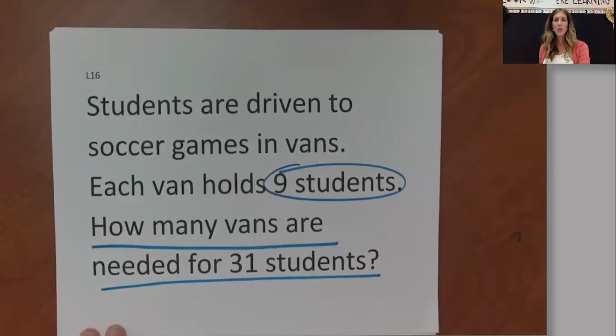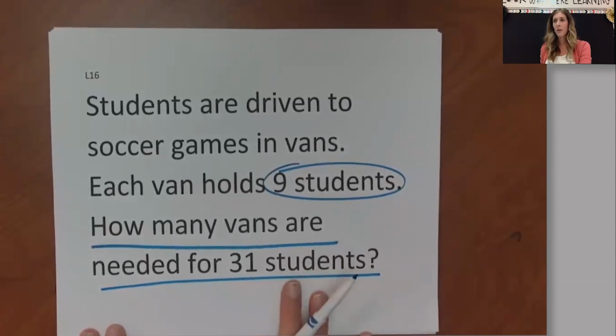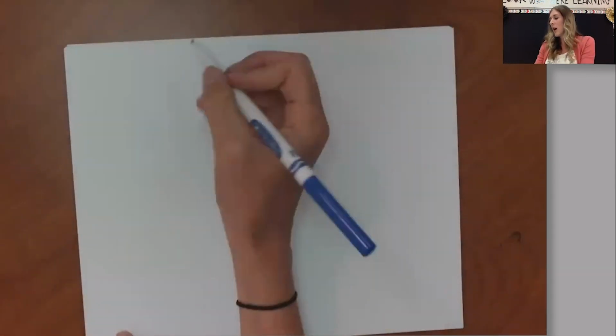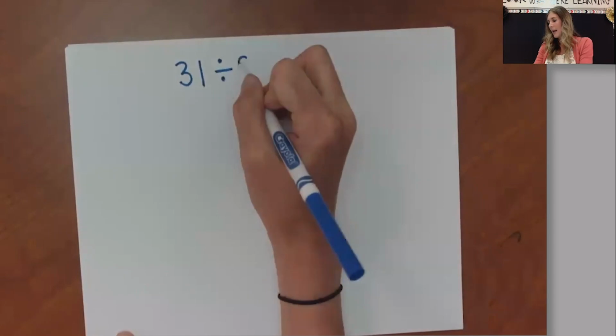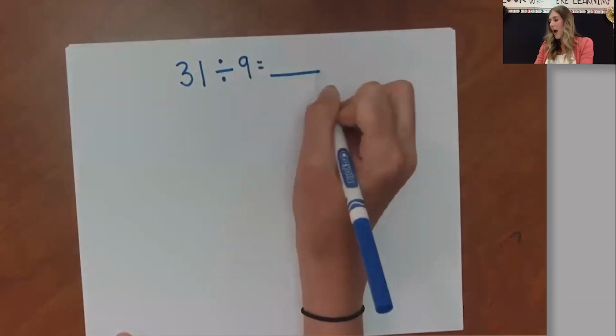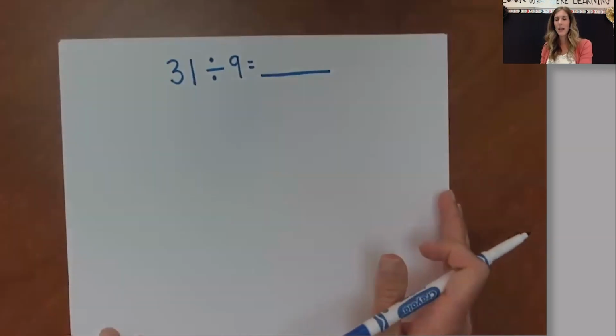So what strategy could we use to figure this out? Right, we're going to use division. We know the total number of students is 31. This is the dividend. We're going to divide the total number of students by 9, the divisor, or the number of students that could fit in each van. So let's write that problem on our paper. We're trying to figure out 31 divided by 9 to figure out how many vans they're going to need.